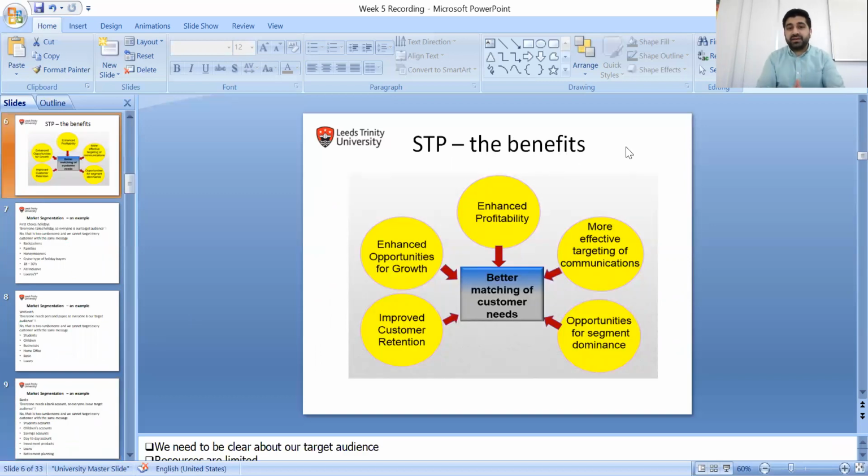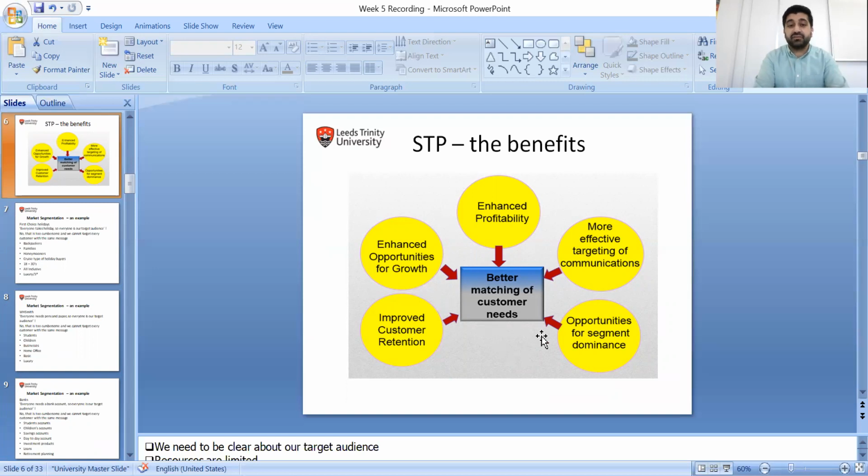The benefits of STP: here we can see improved customer retention when we are targeting our customers correctly and exactly. That means we are going to improve our customer retention, once we understand the needs and demand of customers. By doing this, customers will be happy with our product or service, and so they will be retained with us. Enhanced opportunities for growth.